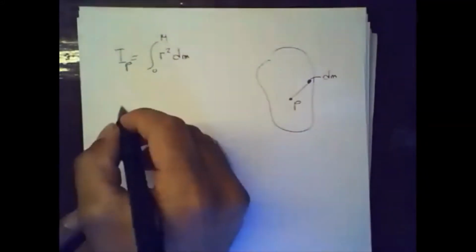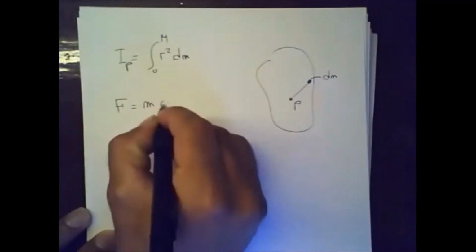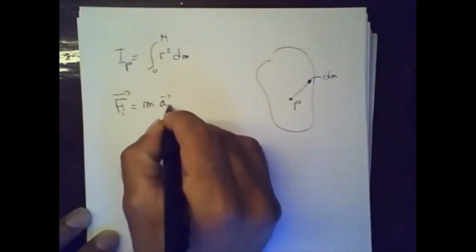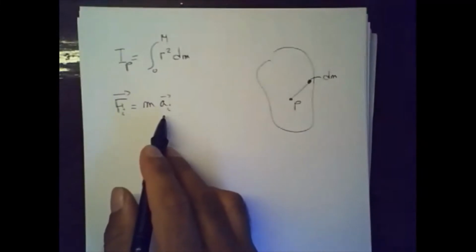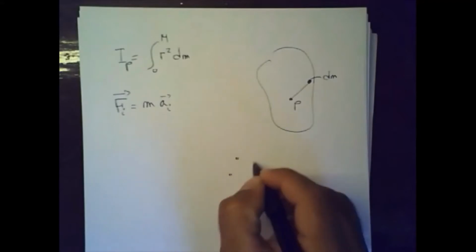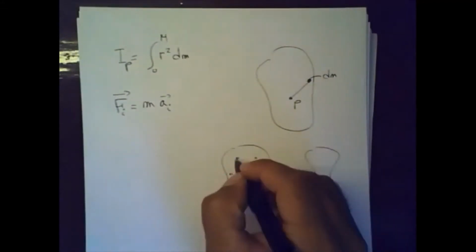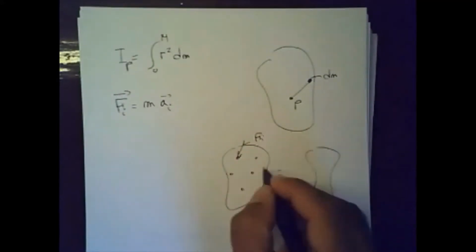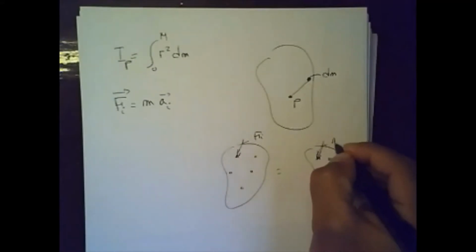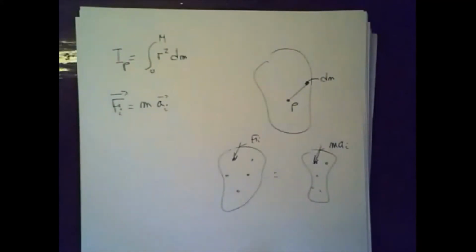So let us do that. We know Newton derived his law, F equals ma, and this applies to a single particle. So Fi is equal to m ai. A rigid body is essentially a bunch of points that are connected. This point will have Fi, and it will have m ai. So Fi is equal to m ai.